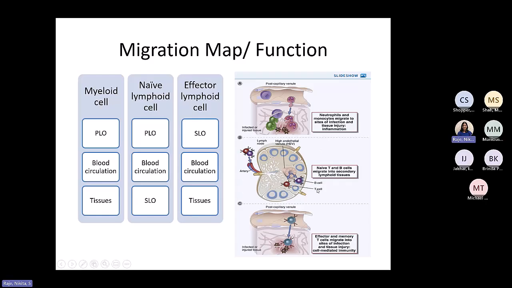Versus naive lymphocytes, T or B lymphocytes, these migrate from their location of where they are produced to secondary lymphoid organs, and they continue to migrate through those secondary lymphoid organs. And then once they become effector or memory lymphocytes, especially the T cells, they migrate into the sites of infection and tissue injury to provide the cell-mediated immunity.